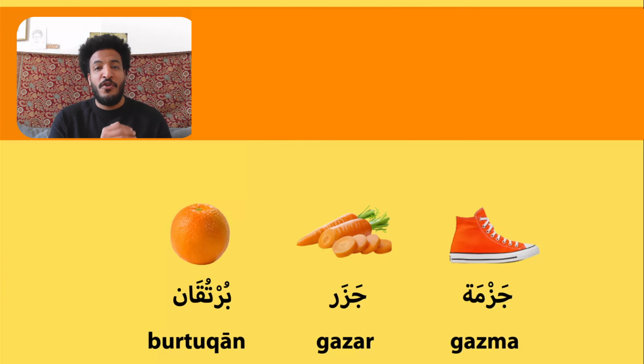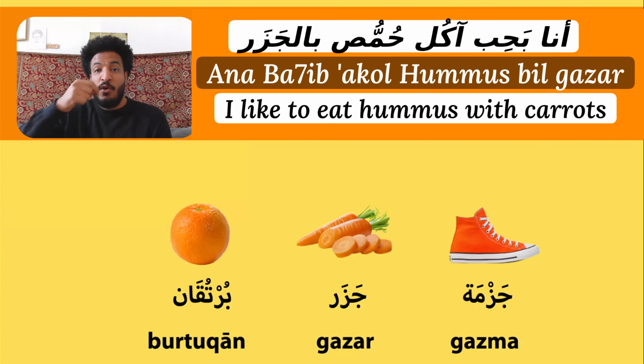So to say the color of carrot is orange, we will say لون الجزر برتقاني. And to make another sentence and say I like to eat hummus with carrots, you would say أنا بحب آكل حمص بالجزر.